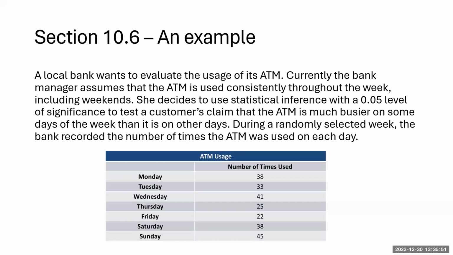The other clue is that we have a frequency distribution listed here. We have the days of the week, and we have the number of times that the ATM was used. That is a frequency distribution. If you don't remember how frequency distributions work, I would refer you back to section 2.1.